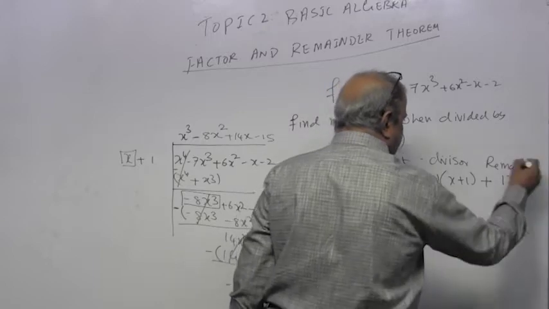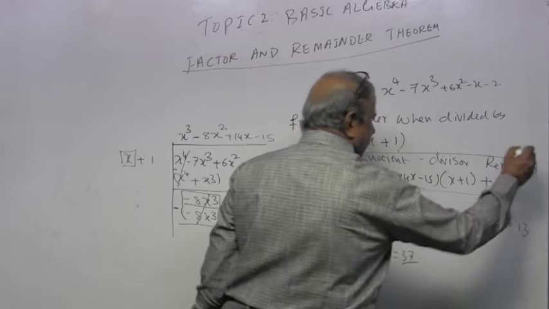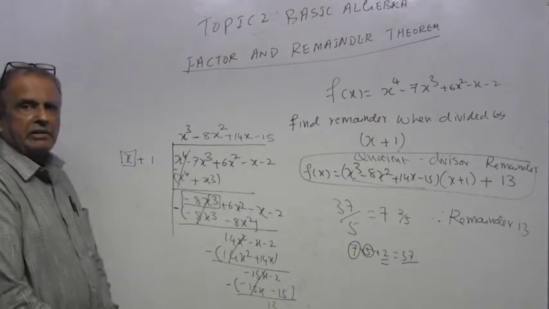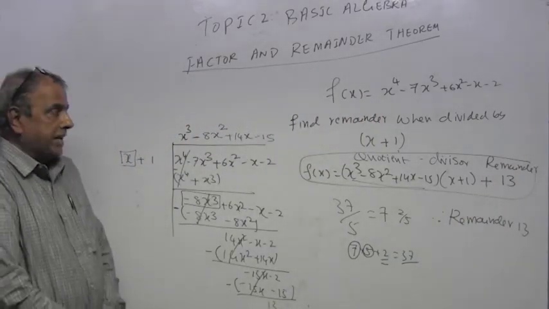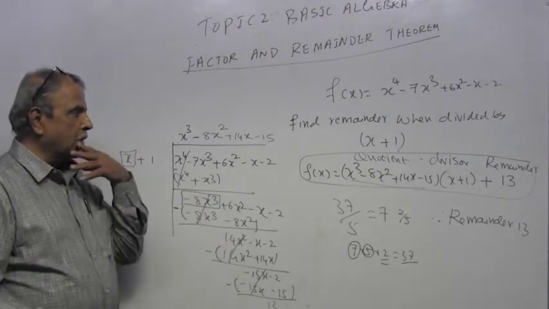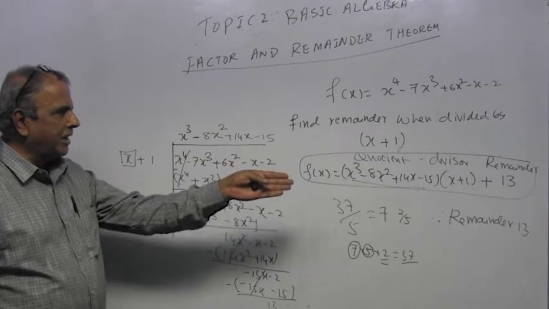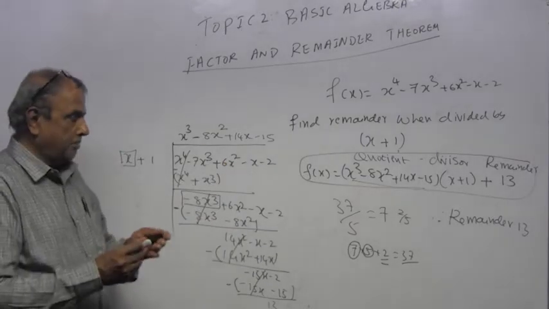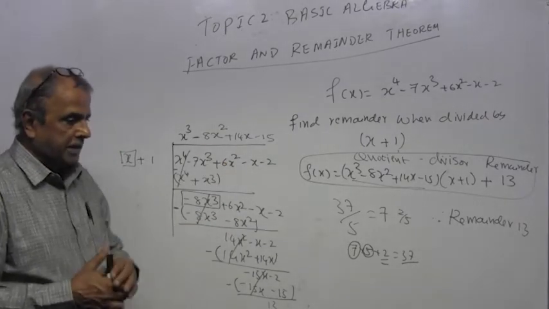Of course, you don't have to write this, but I will need it when we do partial fractions later. At the moment, I don't need it. Okay? How to use it also, I will show you later. Not exactly the same way, I'll divide by x plus 1. Good. So therefore, I got the remainder 13.